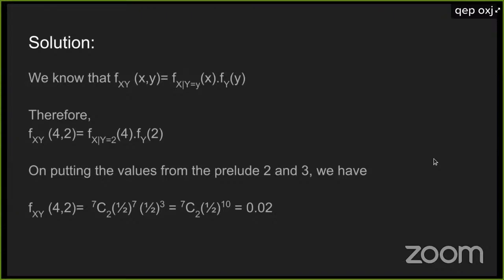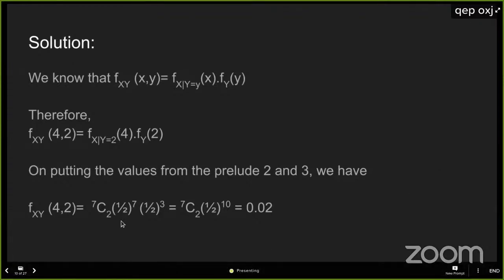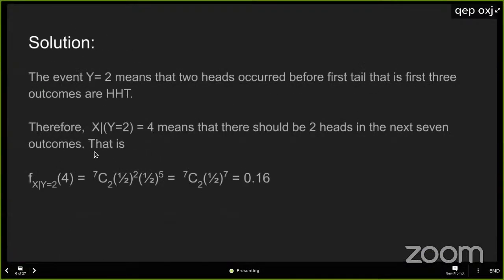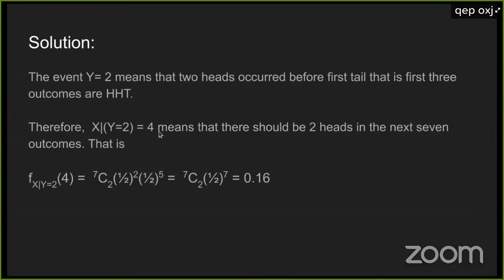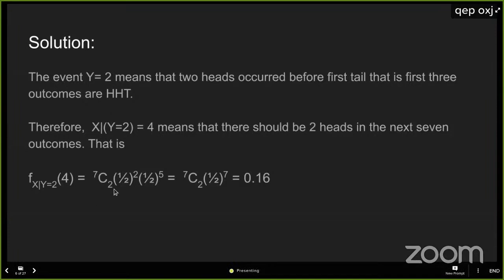But here, why 7C2? What happened? Why did we get 7C2? See, we have used this formula, right? f_{X|Y=2}(4) into f_Y(2). We have already found the conditional density here. Y equals 2 and X equals 4 means we already have 2 heads in the first 3 tosses. So in the remaining 7 tosses we wanted 2 heads. Then we have selected 2 out of 7 tosses, right? So this 7C2 comes from here.